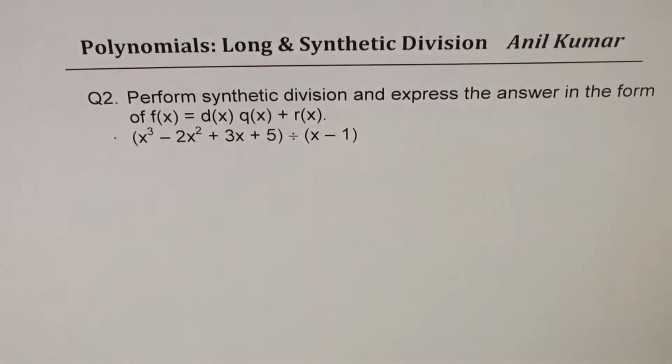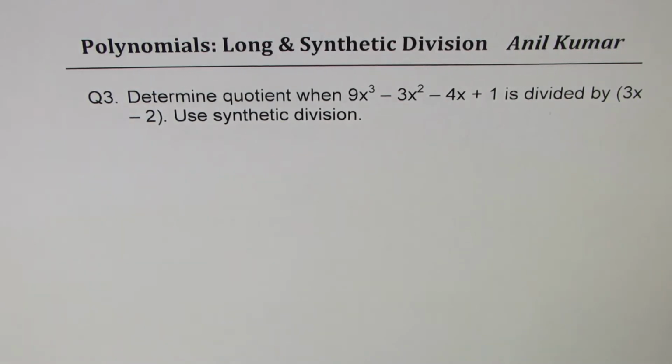Question number 2 is perform synthetic division and express the answer in the form of f of x equals d of x times q of x plus r of x. This time the function given to you is x cubed minus 2x squared plus 3x plus 5. You have to divide by a linear factor x minus 1. Now, if you get a remainder which is non-zero, then it is not a factor. If you get 0 as a remainder, then it is a factor.